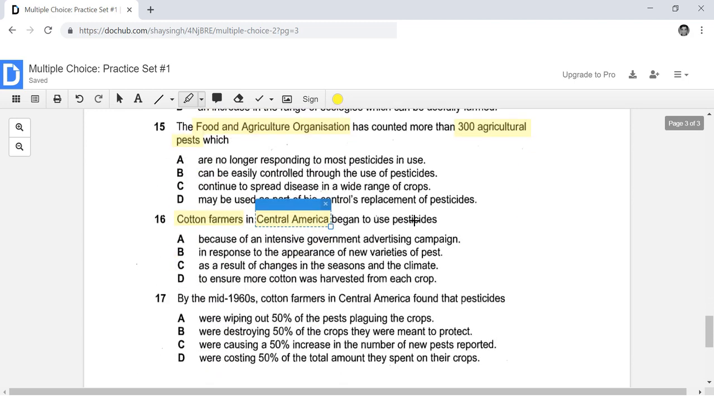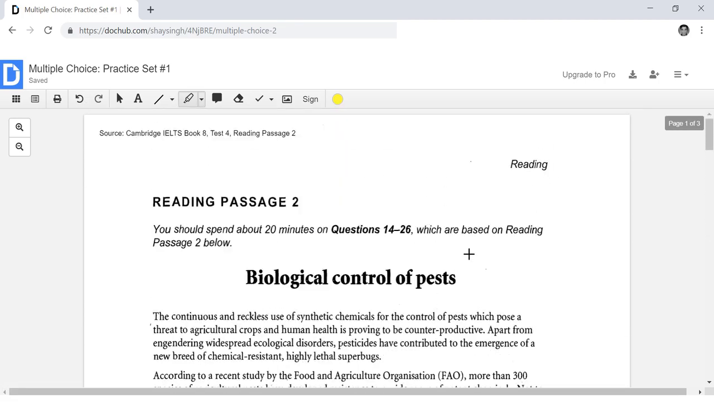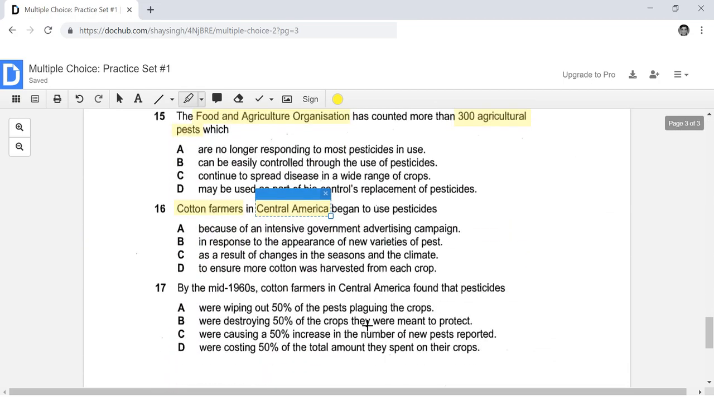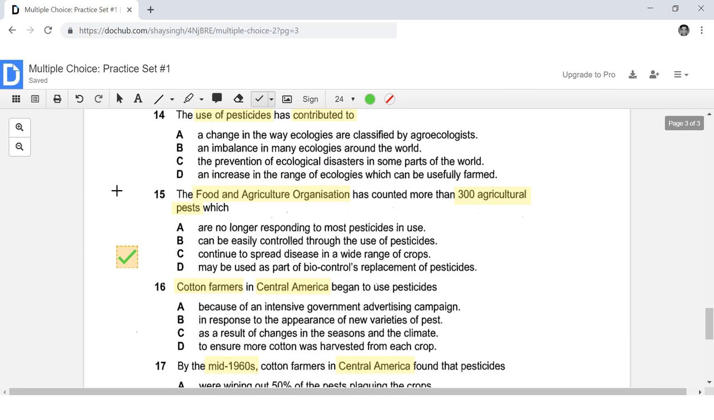And I'm not going to mark using pesticides here. Not right now, because the whole article is about controlling pests. So we're probably going to see a lot of that. That keyword is probably going to repeat itself. So I'm not going to mark that just yet. I'm just going to look for Central America instead when I get to this question. And number 17, mid-1960s. That's going to be very easy to find. And something more about Central America.